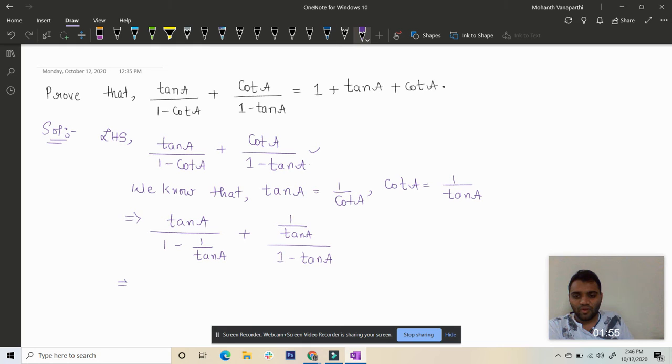Now if I do simplification for this, if you observe in the denominator we have 1 minus 1 by tan A. So in the denominator, tan A is the LCM. If I take tan A as LCM, I will get tan A minus 1 divided by tan A, plus again copying the same, 1 by tan A whole divided by 1 minus tan A.